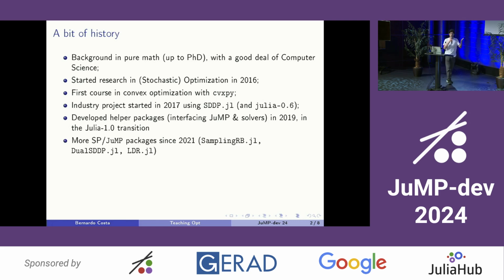I did some more packages afterwards. One for an investment problem, sampling risk budgeting; something related to research, which is the dual SDDP, which is not that much related to SDDP.jl beforehand, except that it has kind of the same problem, but not at all the same algorithm; and a new one with Joaquin, which is LinearDecisionRules.jl.